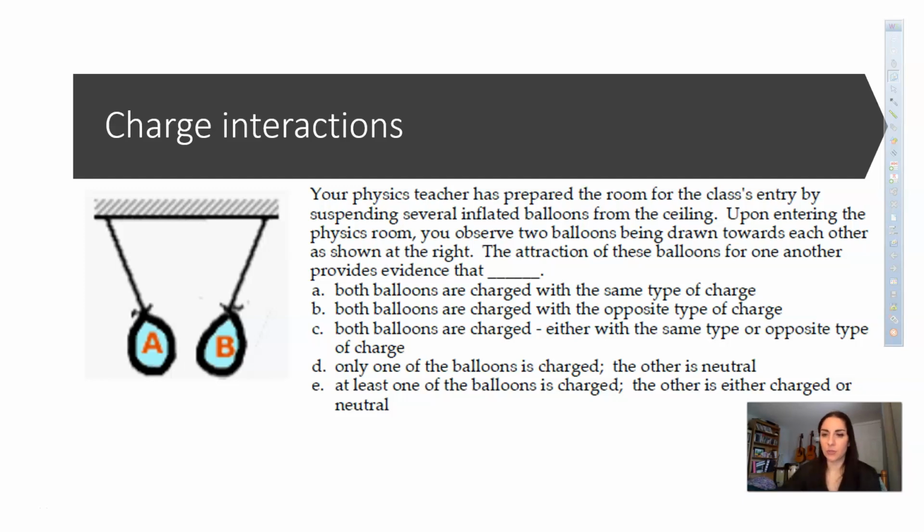Okay, I hope you chose the answer E in this question. At least one of them's charged, and this one can be charged or neutral, as long as it's charged with the opposite one of this right here. So the answer is E.